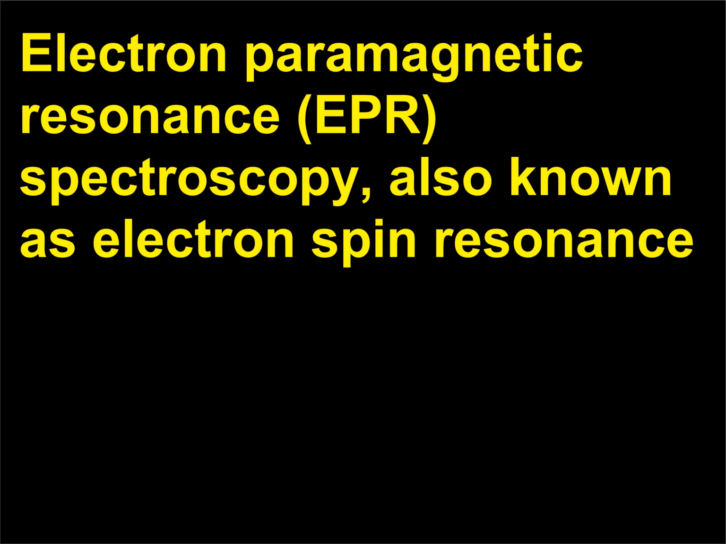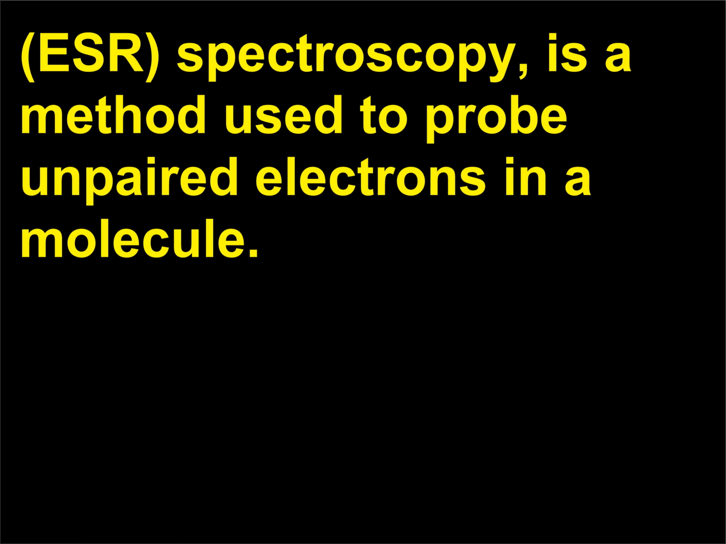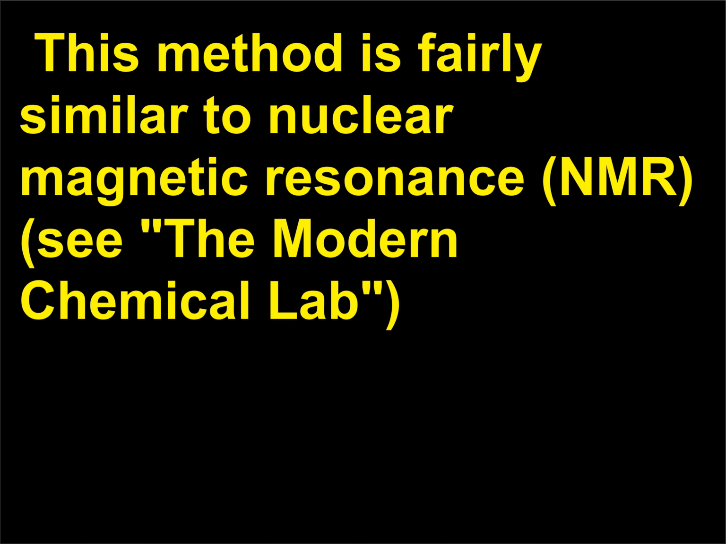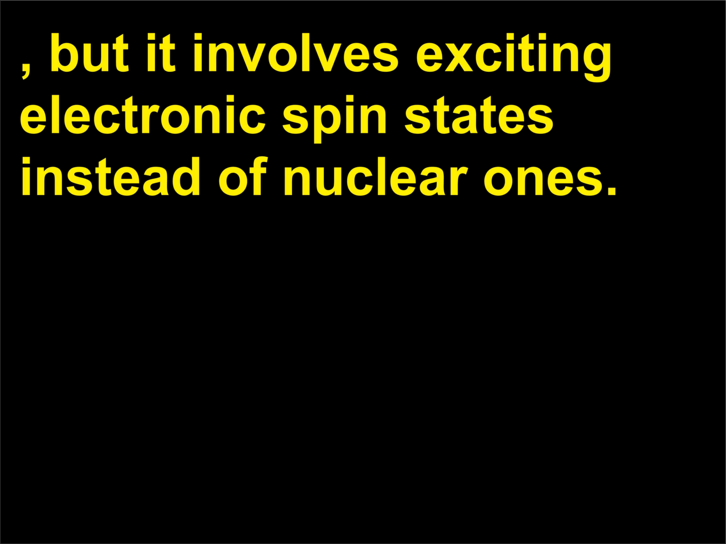Electron paramagnetic resonance, EPR, spectroscopy, also known as electron spin resonance, ESR, spectroscopy, is a method used to probe unpaired electrons in a molecule. This method is fairly similar to nuclear magnetic resonance, NMR, see the modern chemical lab. But it involves exciting electronic spin states instead of nuclear ones.